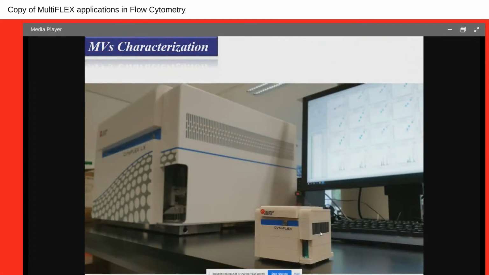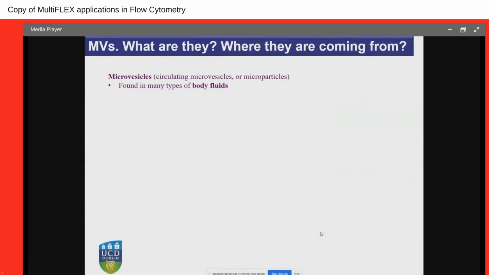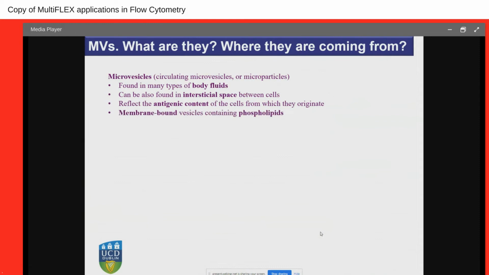Let's go now to MV characterization, very small particle detection. For that, we need a very sensitive instrument. Why the MVs? Microvesicles, extracellular vesicles, exosomes, they are all found in different body fluids. They can be found in interstitial space, and usually they carry the antigen content from the cells they come from. They usually have membrane-bound vesicles that contain phospholipids, and a few years ago they were considered cellular debris, and that's why we didn't pay attention. They were the junk that we excluded in our analysis.